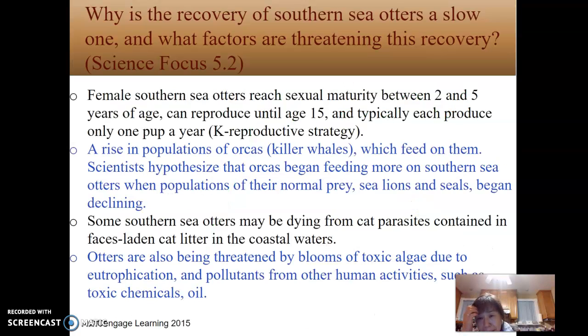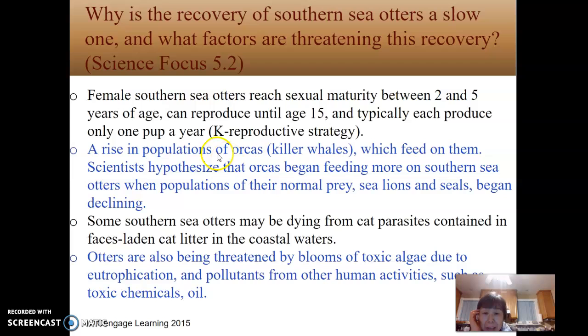So one part in the middle of section 5 is a part mentioning why the recovery of southern sea otters is a slow process. This is one of your questions. Okay, so female sea otters reach sexual maturity between 2 and 5 years of age, can produce until age 15, and typically each produce only one pup a year. So this one is a K reproductive strategy.